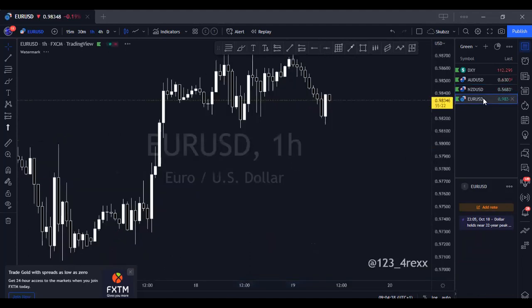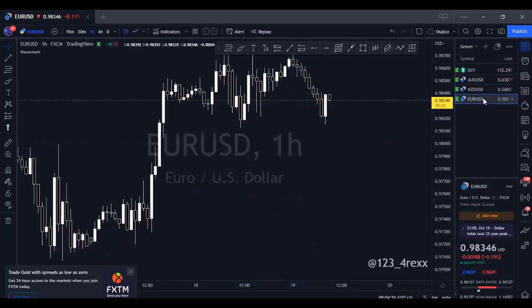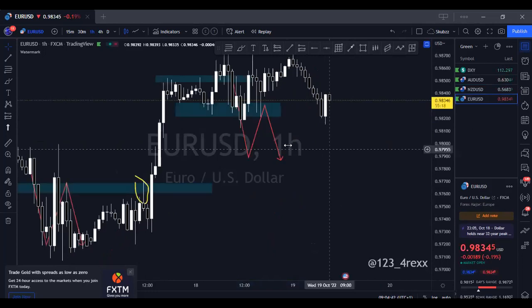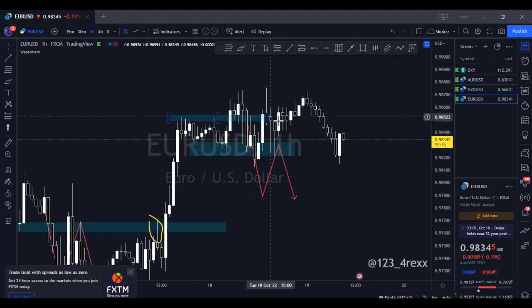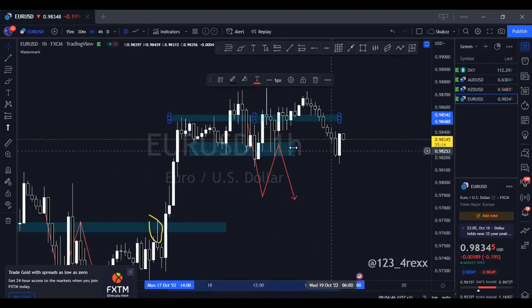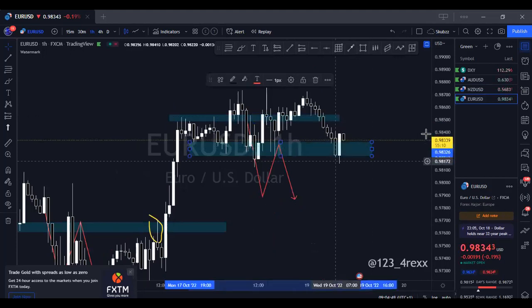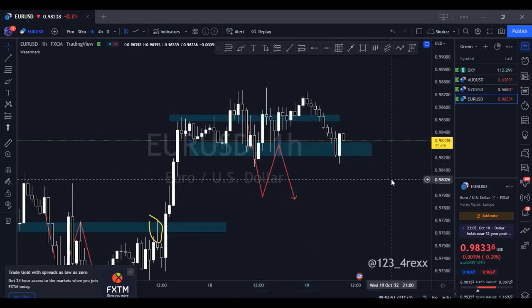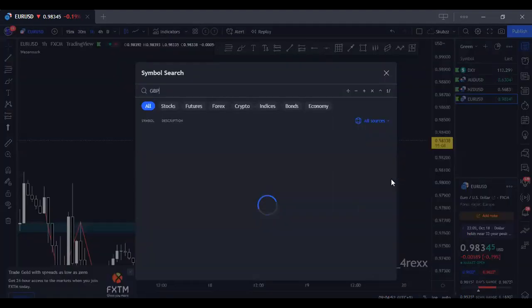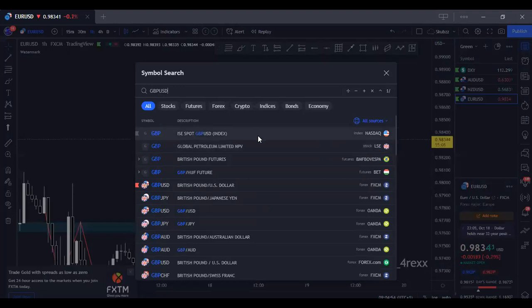Euro USD is the same thing. It's still the same thing. We have not seen a break yet. So this one too, we are sitting out. But I think it's GBP USD that actually gave us our whole outlook yesterday.